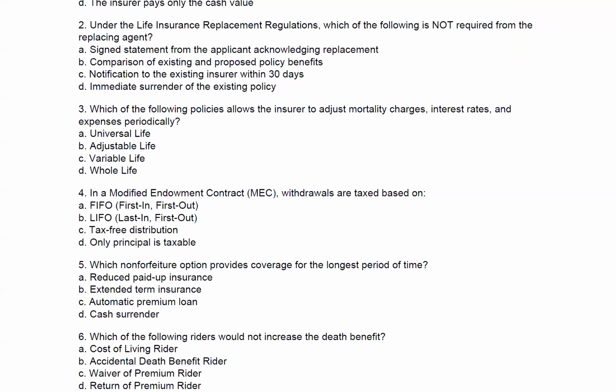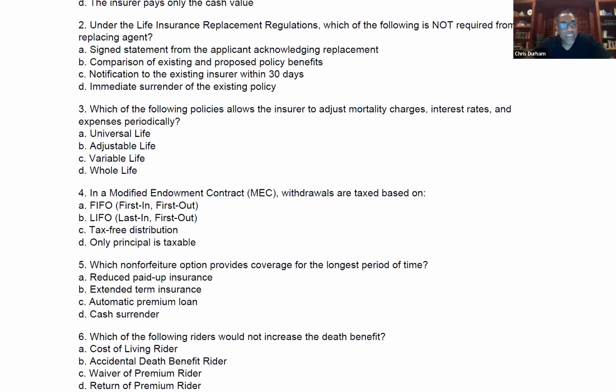Number 3, which of the following policies allows the insured to adjust mortality charges, interest rates, and expenses periodically? A, universal life. B, adjustable life. C, variable life. D, whole life. So I know it isn't D, whole life. But if I was to choose, I would have chosen B, adjustable life.